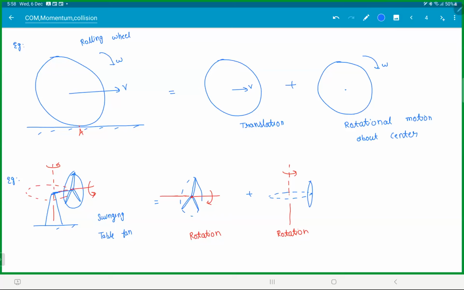Next thing. So that is the basic idea about translation and rotation. That's the first idea you should have. Getting it? So this chapter connects translation and rotation. Till now, what we have studied was only translation. You never studied rotation. Circular motion is not rotation. So be careful with that.